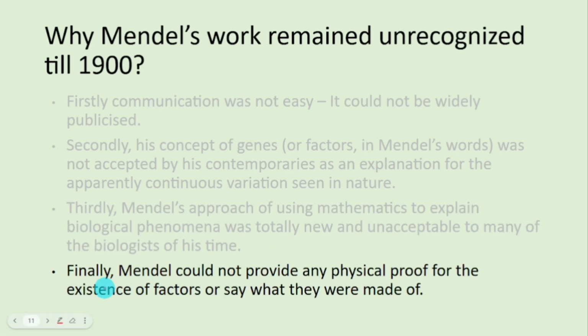And the final major reason was Mendel could not provide any physical proof for the existence of factors, or say what they were made of. Because he did basic gardening experiments, and at that time there were no microscopes or any technology to study molecular biology. So this is the reason he could not provide any physical proof for the existence of factors. So see, in science, the experimental proof matters a lot. You need to provide solid evidence to correlate your research findings. So this last point was the major reason why his work remained unrecognized.